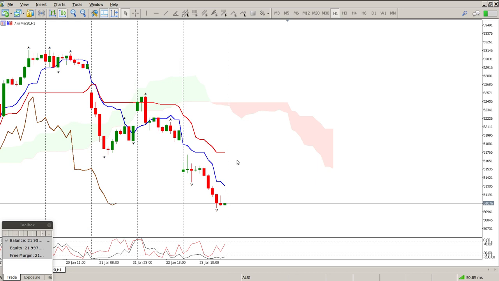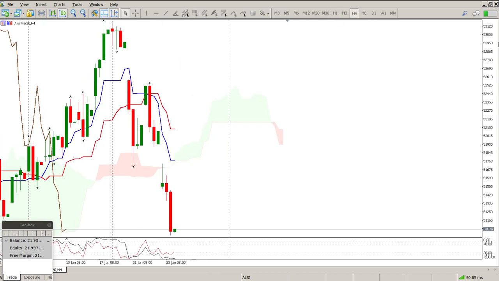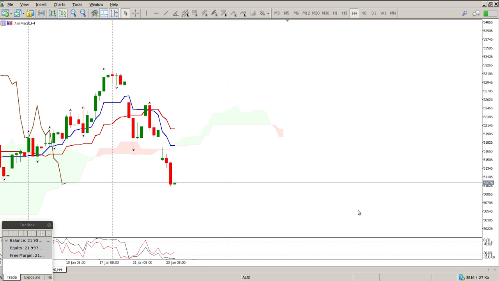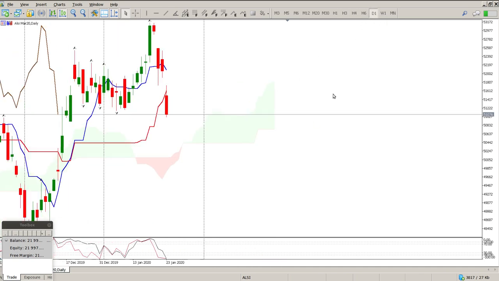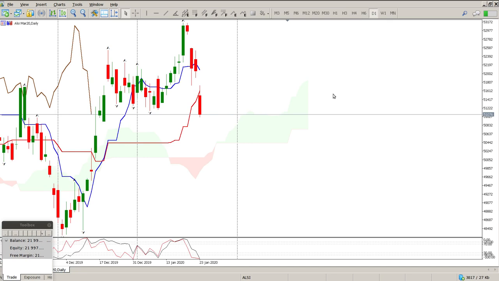The hour, it's bearish. No two ways about that. The 4 hour is bearish. The only thing that I can see right now is we have a flat Kijun and flat Tenkan. Cloud is very thin as well. Normally when the cloud is thin, it's a volatile market as well. However, the daily is still bearish. Sorry, bullish. Listen to me.